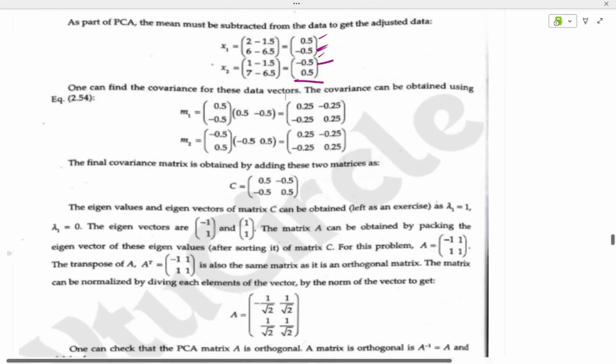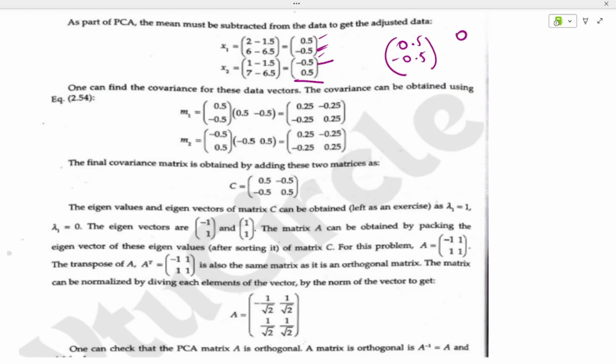Okay, now you see 0.5 and minus 0.5 are there, right? You have to transpose this. Again you have to make rows as columns, that is 0.5 and minus 0.5. Again you have to multiply this. Then next, here also you got minus 0.5, take it to a column, and you will get the value of the matrix.